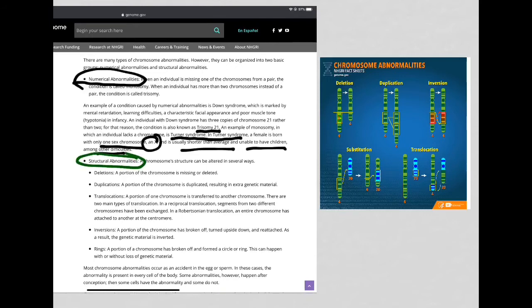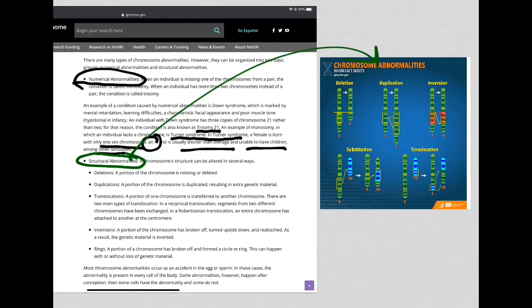So make sure you review this, but I just want to do a quick go over with you. This site here is from genome.gov, and if you want to go to that, it gives some really good information. And here's a picture from the NIH also about chromosome abnormalities. Here we're talking about structural abnormalities and not necessarily the numerical abnormalities.